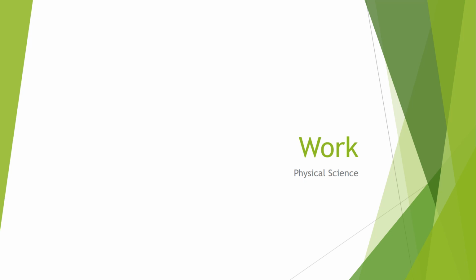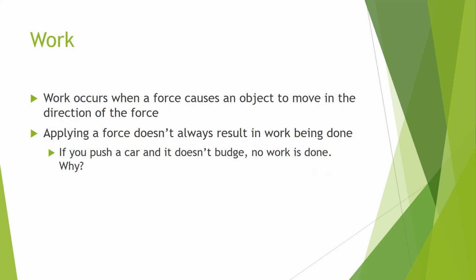To start this chapter, we are going to talk about work and power. So, to get us started, we need to define what work and power are before we start talking about machines. So, work is something that occurs when a force causes an object to move in the direction of the force.